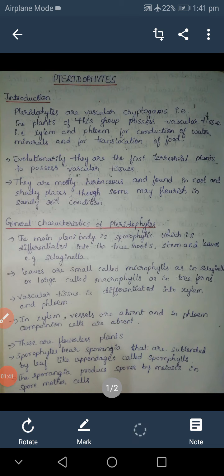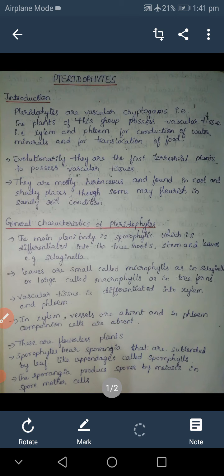Vascular tissue is differentiated into xylem and phloem. In xylem, vessels are absent, and in phloem, companion cells are absent. These are flowerless plants. Sporophytes bear sporangia that are subtended by leaf-like appendages called as sporophylls.